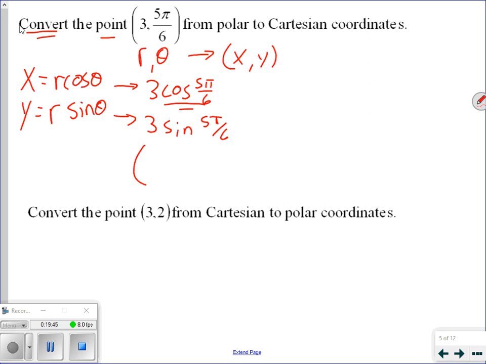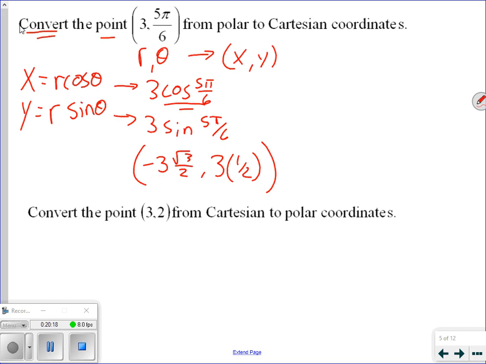Now, the cosine of 5π/6. Think about your unit circle. That's in the second quadrant, so it's going to be negative, negative square root of 3 over 2. So that would be negative 3 square root of 3 over 2. And the sine of 5π/6, again go along the unit circle. In the second quadrant it's positive. Your reference angle is π/6. You should be good at the unit circle. That would be 1/2, so y is 3/2.